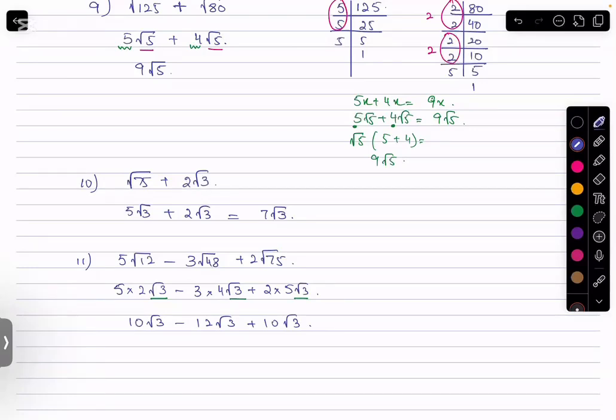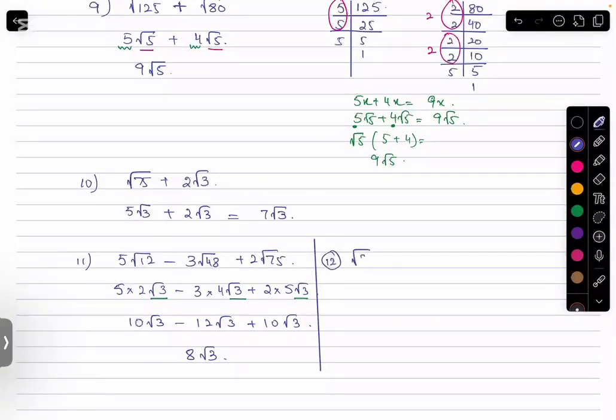8 root 3. Yes, Alia, you're getting the same answer? Yes, ma'am. Okay. So ये हो जाएगा, कोई problem? No. एक और सवाल इसका कर लेते हैं, फिर नेक्स्ट कॉन्सेप्ट पर आते हैं.